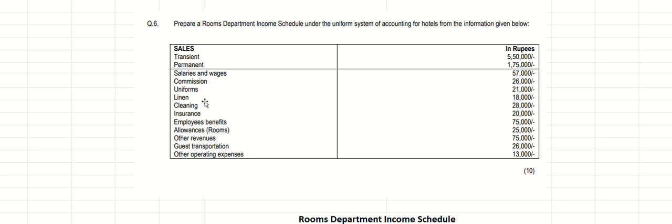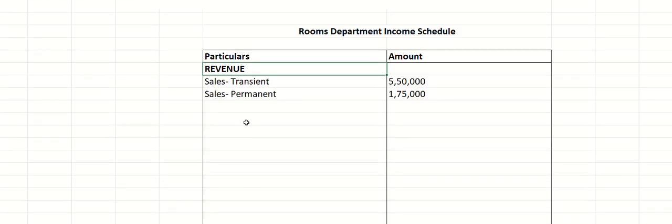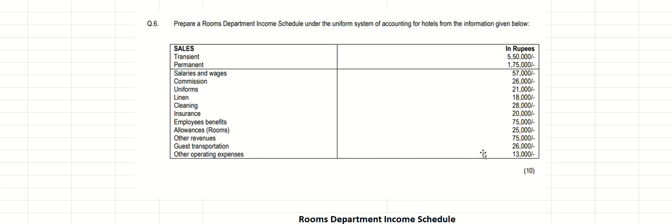Uniforms, linen, cleaning, insurance, employee benefit, allowances are mentioned as other revenue. So that means it is a part of our revenue. The main revenue was sales through transient people and permanent people, that is, people who took temporary rooms and permanent rooms. After that, we have some other revenue related to the room itself. We don't know how we earn it, but we can take it as other revenue, and the amount was 75,000.